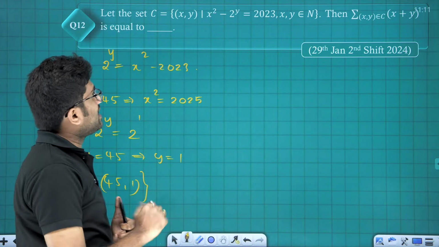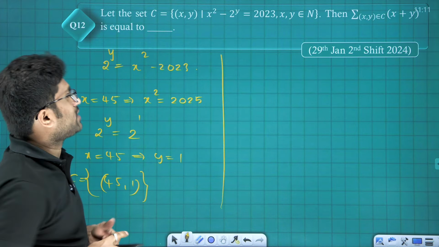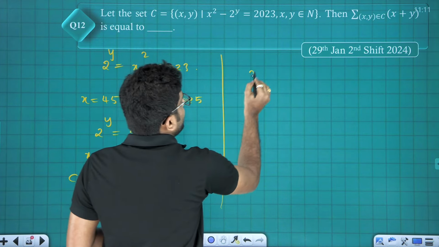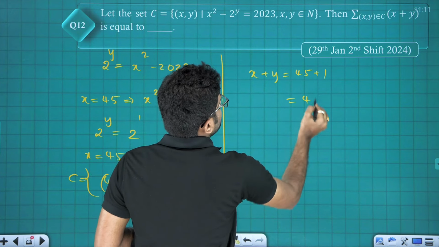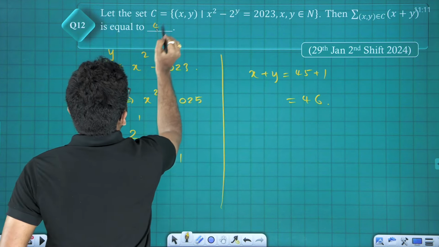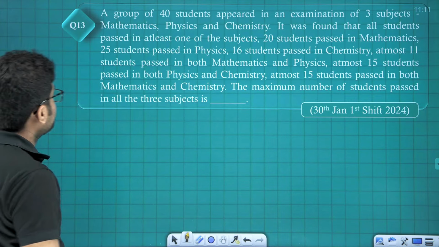Okay, now what they are asking us to find is sigma of x plus y over x comma y belonging to C, only one element. So x plus y is equal to 45 plus 1 equals 46. Answer is 46. Clear? Next question.